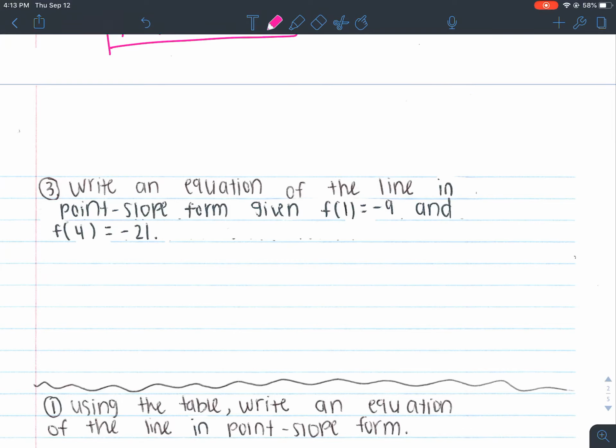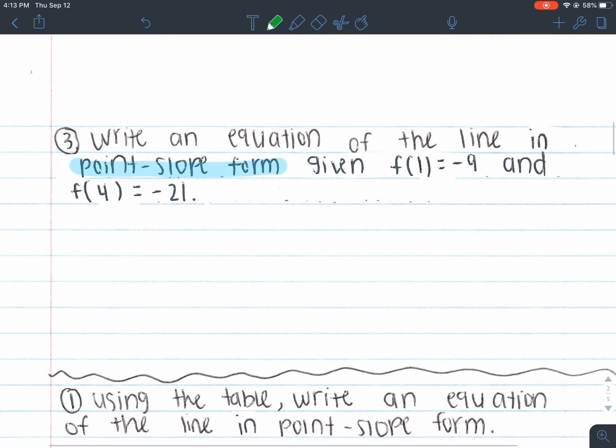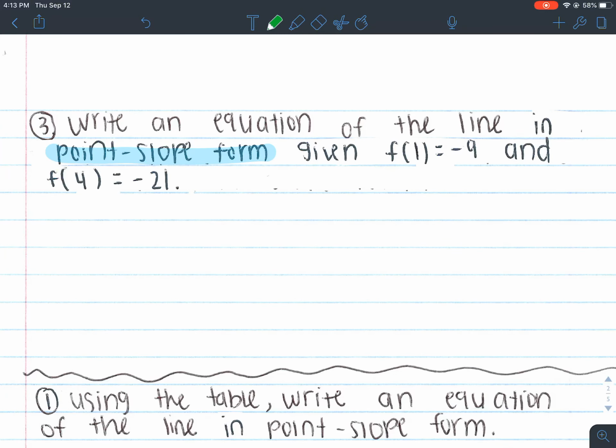All right, number 3, write an equation of the line in point-slope form. Aha, point-slope form. So make sure you read. A lot of questions can just be mistaken if you read wrong. So please make sure you read correctly, or make sure you read the entirety of the problem.